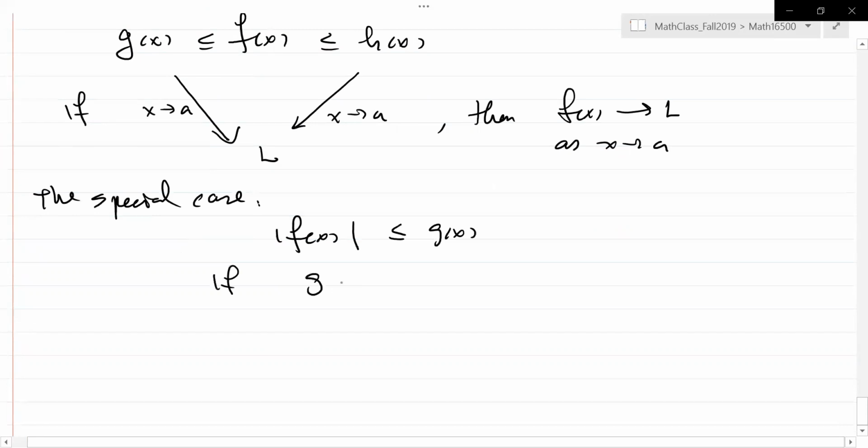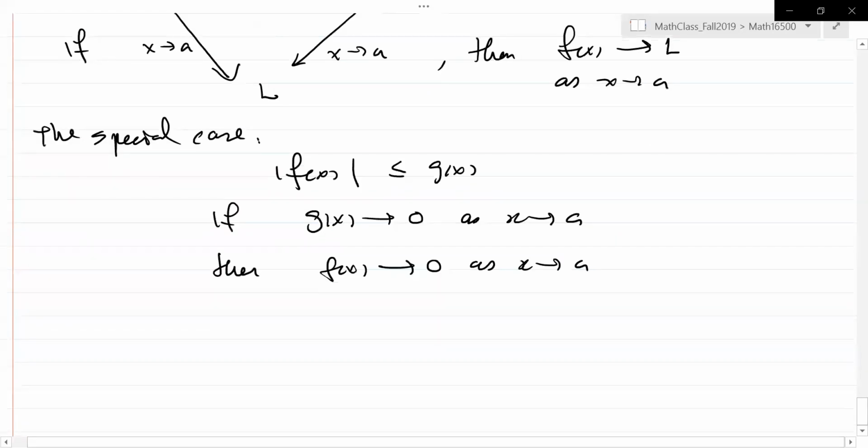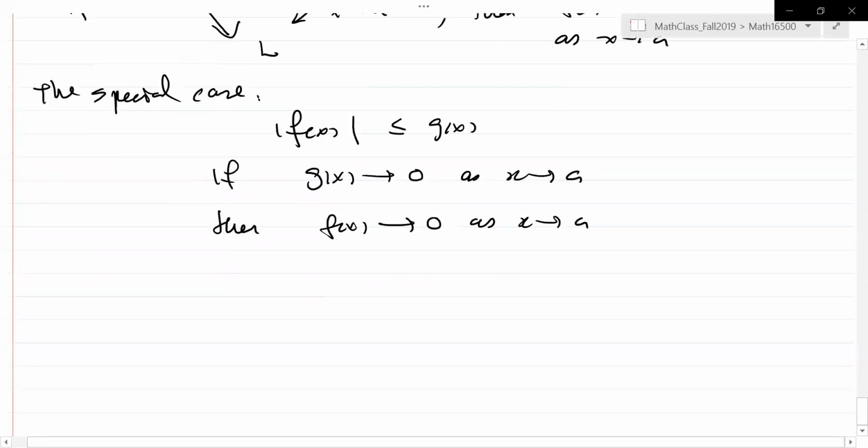Okay, if g of x approaches 0 as x approaches a, then f of x approaches 0 too, as x approaches a. Now, why is this true? Well, it's clear, right? Because absolute f of x is bounded by g of x. g of x approaches 0, then it forces absolute f of x to approach 0. And then f of x must approach 0.